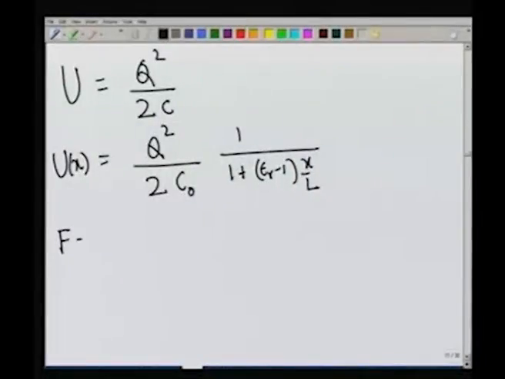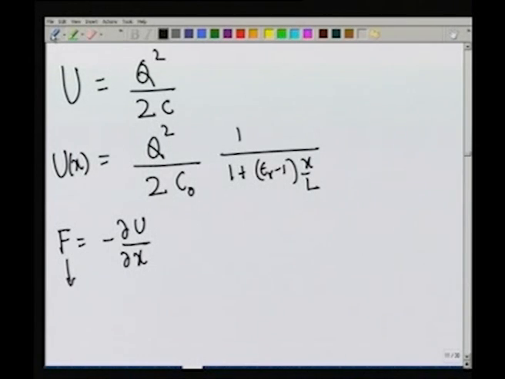I would rather advise you to plot this as a function of x, show that it is a minima when x is equal to L and it increases as we go away. Now if you give me this expression, I can immediately find out what the force is. My force is simply given by minus delta u by delta x, because it is simply the gradient of the potential energy, except that this F is the force because I have calculated the total energy.